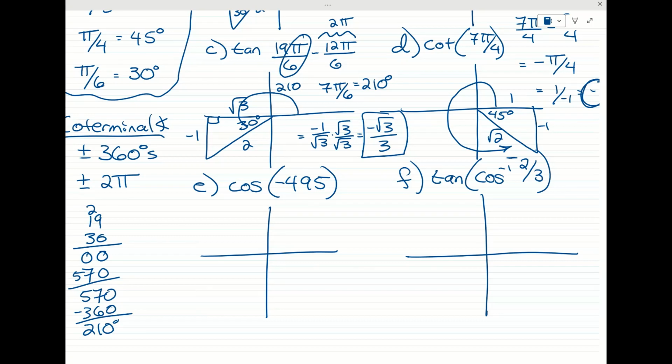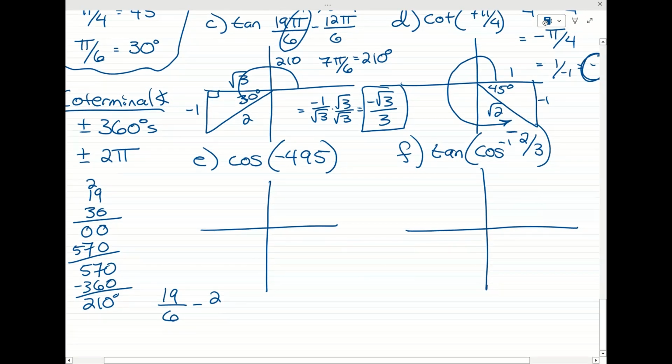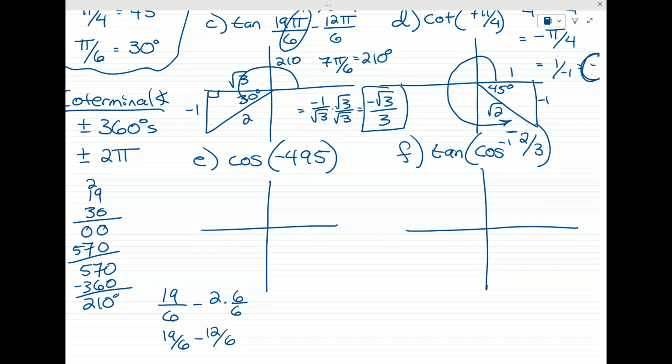Where do you come up with the 12 pi to subtract? So do you agree that 360 is the same as 2 pi? Because what we're really doing here is 19 over 6 minus 2. The pi's just kind of go along for the ride. Do you agree with that? Now, when we combine fractions, we have to get a common denominator. So we can't just do 19 over 6 minus 2. We have to get a 6 on the bottom. So this is 19 over 6 minus 12 over 6. That's where it comes from. Does that make sense?